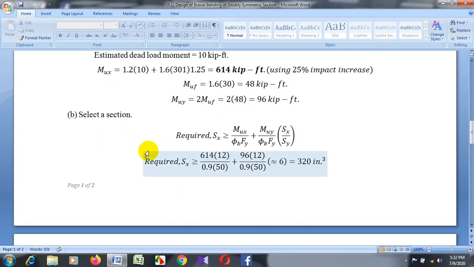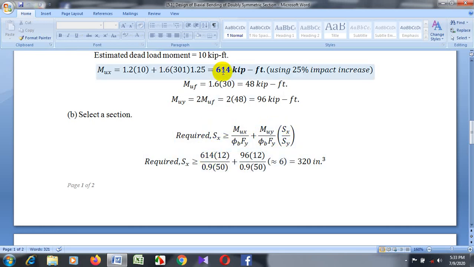Now select a section. The next topic is the section selection part. Required Sx, the section modulus, must be greater than or equal to Mux, the x direction moment, divided by phi b Fy, where phi b is the flexural strength reduction factor for bending and Fy is the yield strength, plus similarly Muy, the moment in the y direction, divided by phi b Fy, times the fraction Sx over Sy.